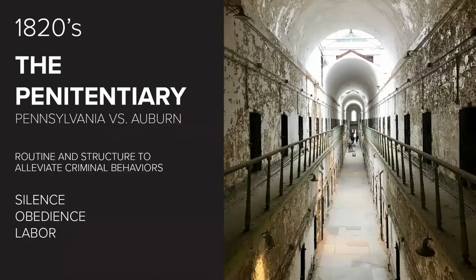The 1820s saw the emergence of the penitentiary. This was based on reform ideas of the Pennsylvania separate system and the Auburn congregate system. Although they were rivaling designs, they had the common theory that routine and structure would alleviate criminal behaviors, and they sought to do this through silence, obedience, and labor.